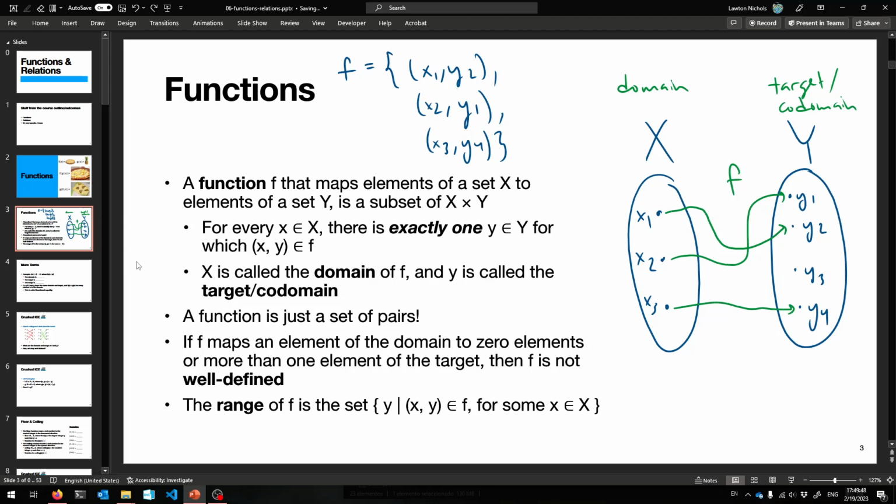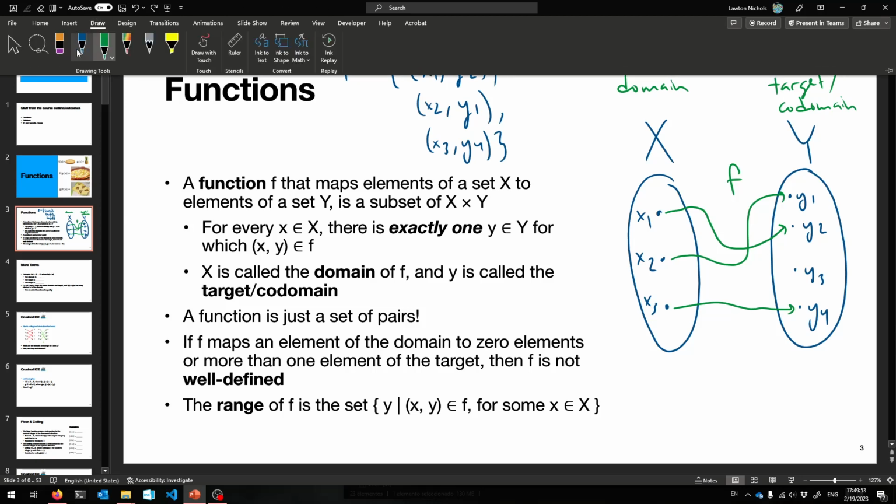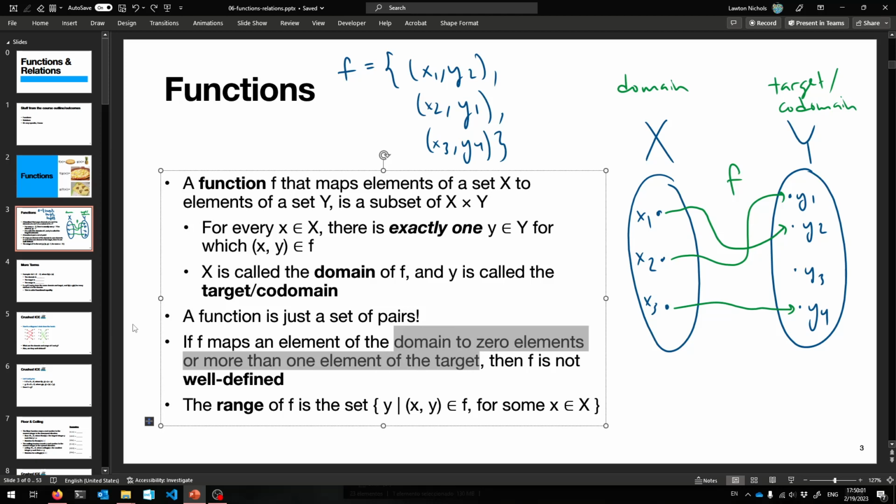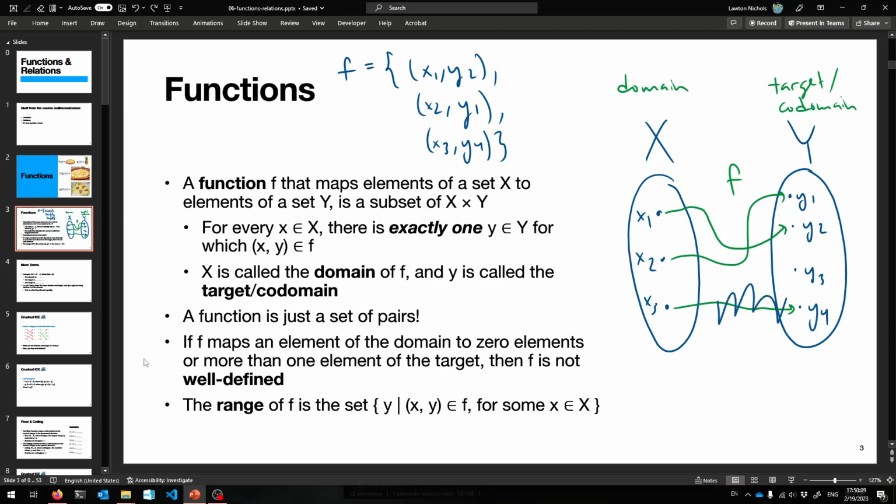So yeah, let's talk about some more terms before we move on. So if f takes an element of the domain to 0 elements or more than one element of the target, then f is not really a function. It's not called well-defined at that point. So for example, if I forgot about x3 and x3 doesn't map to anything, it's not a well-defined function. And if x3 maps to multiple values, like call f on x3, like maybe the answer is y3, maybe the answer is y4, sometimes, that's no longer a function as well.